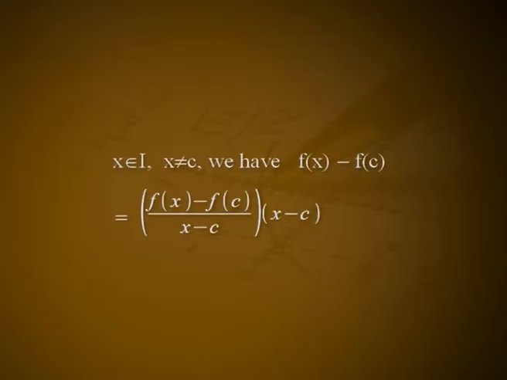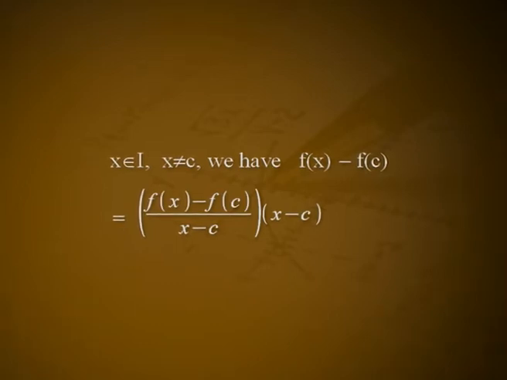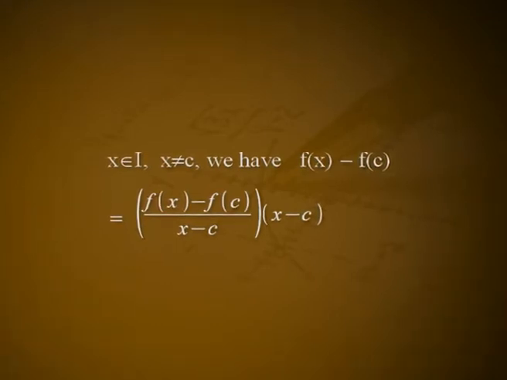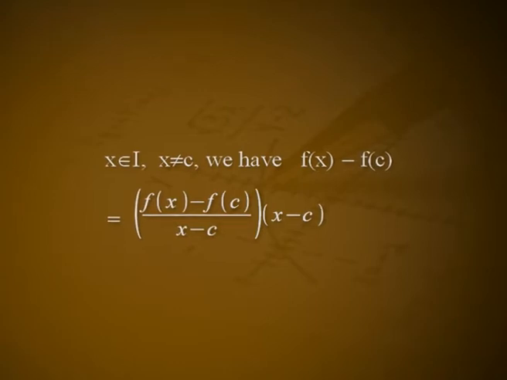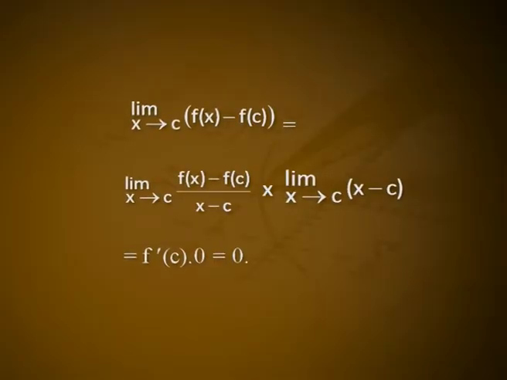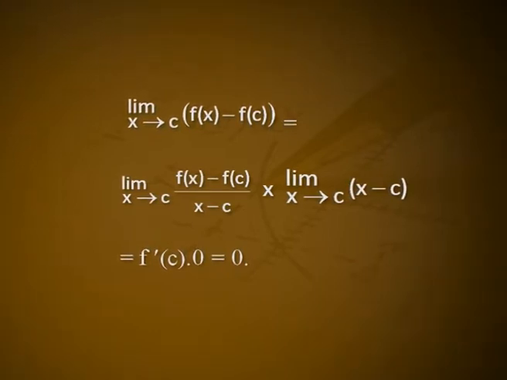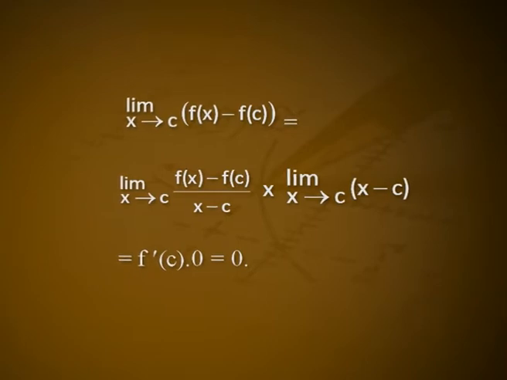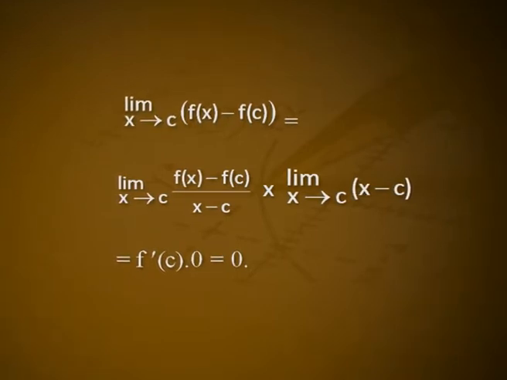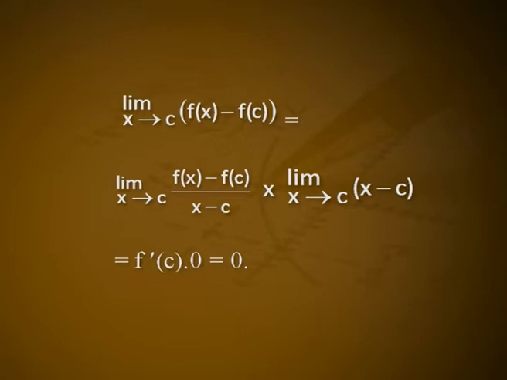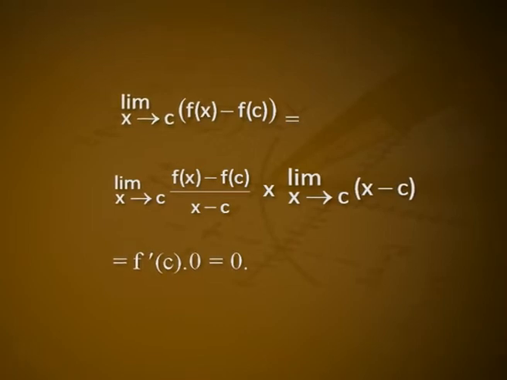Now, for all x element of I, x not equal to c, we have f of x minus f of c equal to (f of x minus f of c) by (x minus c) whole into (x minus c). Taking limit as x tends to c and applying product rule for limits, we get limit x tends to c f of x minus f of c equal to limit x tends to c (f of x minus f of c) by (x minus c) into limit x tends to c (x minus c), which is equal to f prime of c into 0, which is equal to 0.